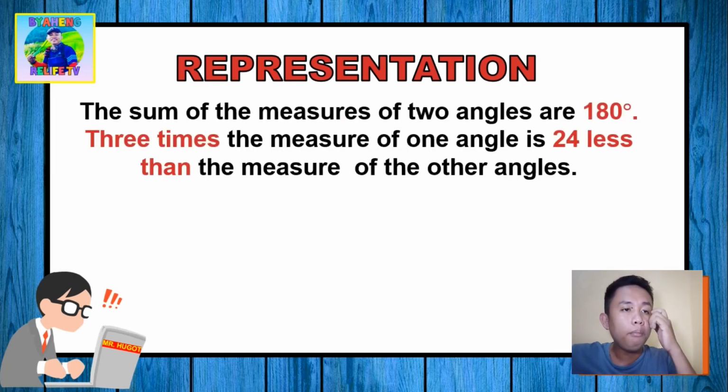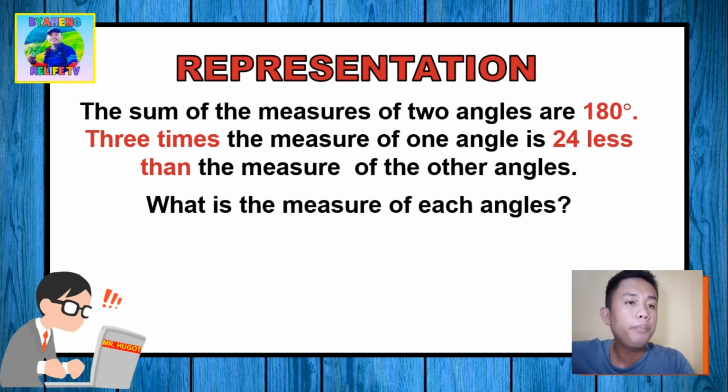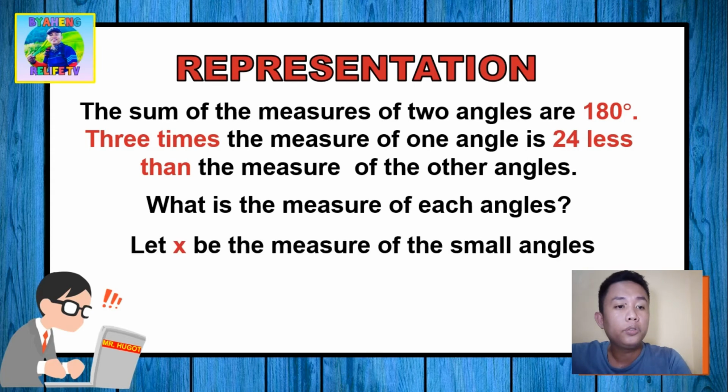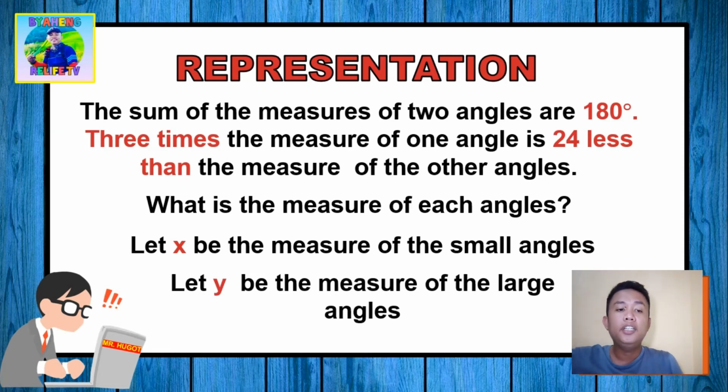So, the sum of the measure of two angles is 180 degrees. So, syempre, ilalet natin yung first x natin. So, we're talking about two angles. Sabi daw dito, the sum of two angles is 180 degrees. Ilalet natin si x as the smaller angle at y naman si larger angle.